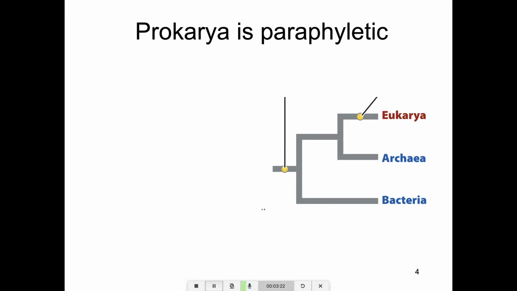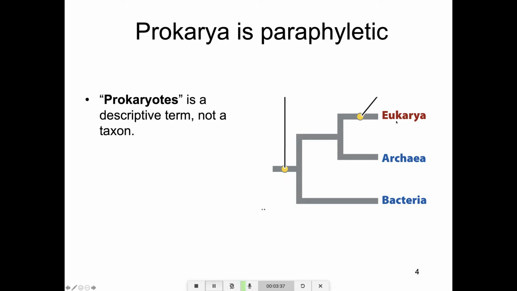So Prokarya, as we said before, is a paraphyletic group. It doesn't pass the one snip test. It is not a monophyletic group. So if this group doesn't reflect the evolutionary relationships of these two domains, Archaea and Bacteria, why do we group them together? So understanding that prokaryote is a descriptive term, not a taxonomic group, not a monophyletic group that describes their evolutionary relationships to each other.